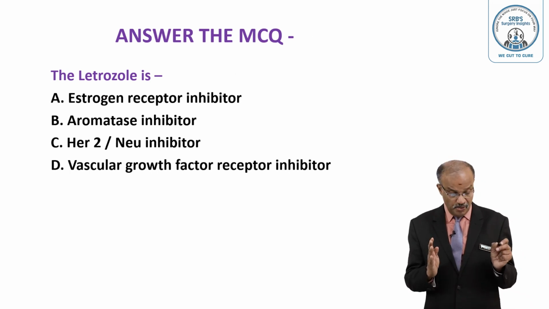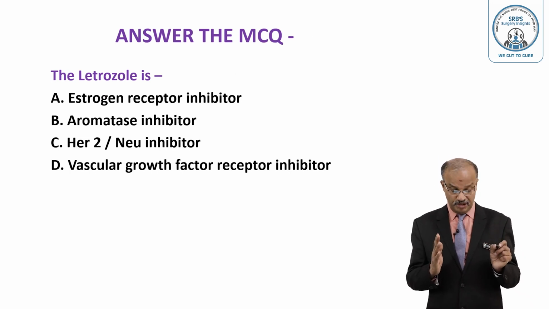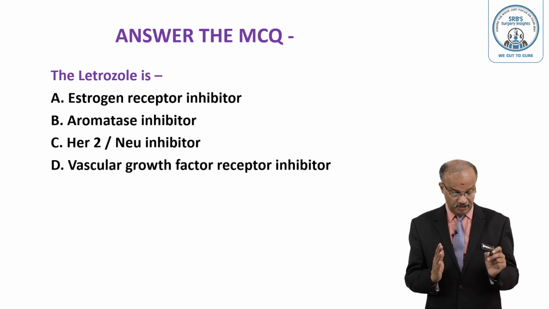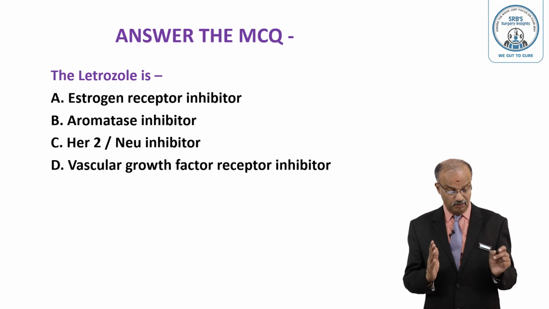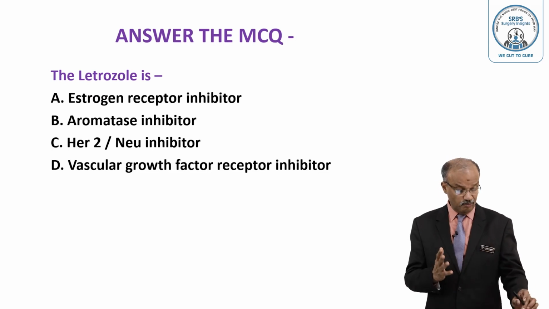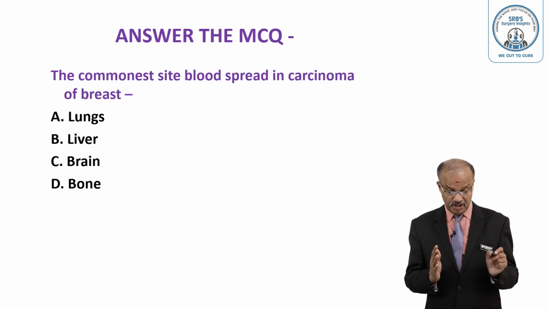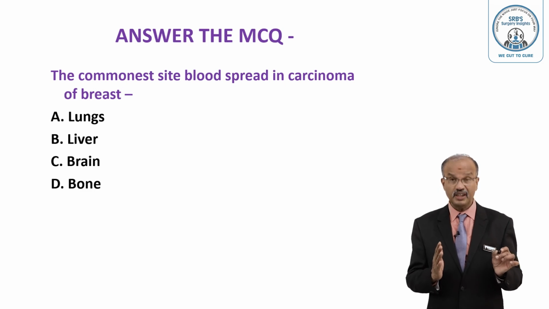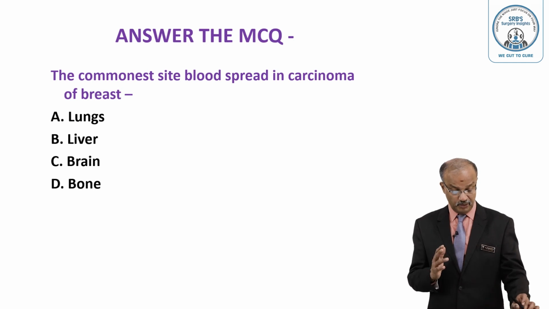So answer the MCQ. Letrozole is A, estrogen receptor inhibitor, B, aromatase inhibitor, C, HER2/neu inhibitor, D, vascular growth factor receptor inhibitor. Find out the right answer. I will get back to you. And another MCQ, commonest site of blood spread in carcinoma breast is lungs, liver, brain, bone. Give the right answer. I'll get back to you.